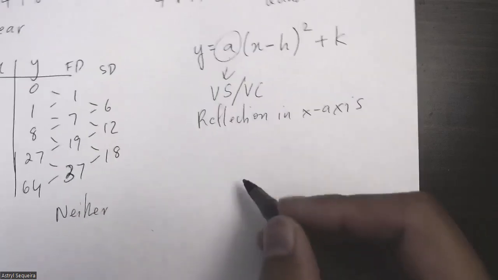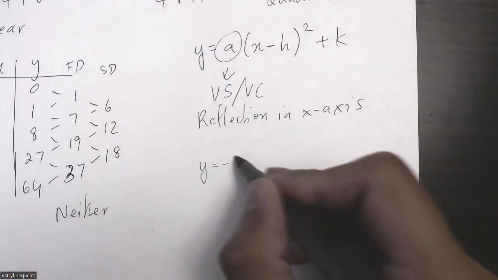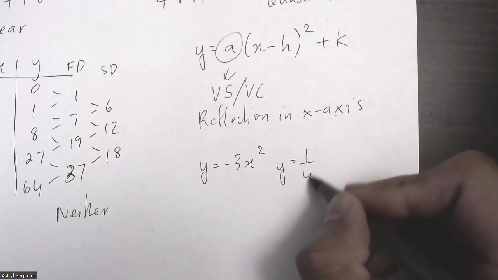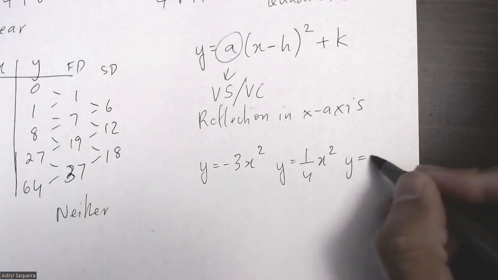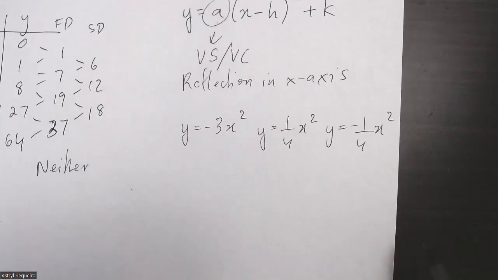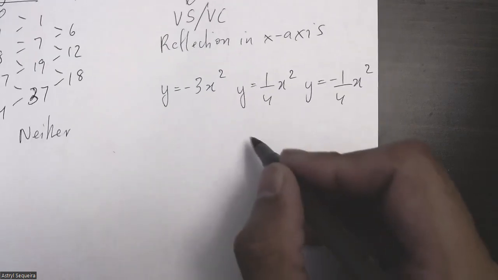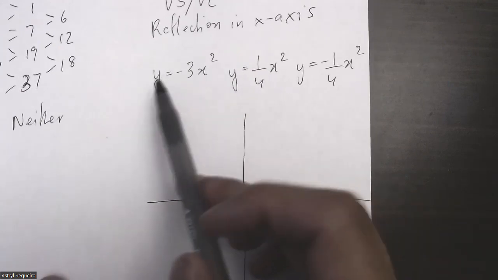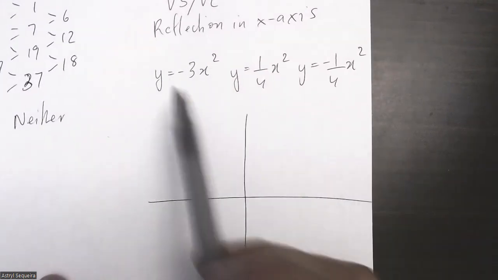Okay, so we have 3 equations and we want to sketch them all on the same set of graphs. So we have y equals negative 3x squared. We have y equals 1 over 4 x squared, and we have y equals negative 1 over 4 x squared. We want to sketch all of these on the same exact graph. So let's do the graph over here. Let's start with y equals negative 3x squared.